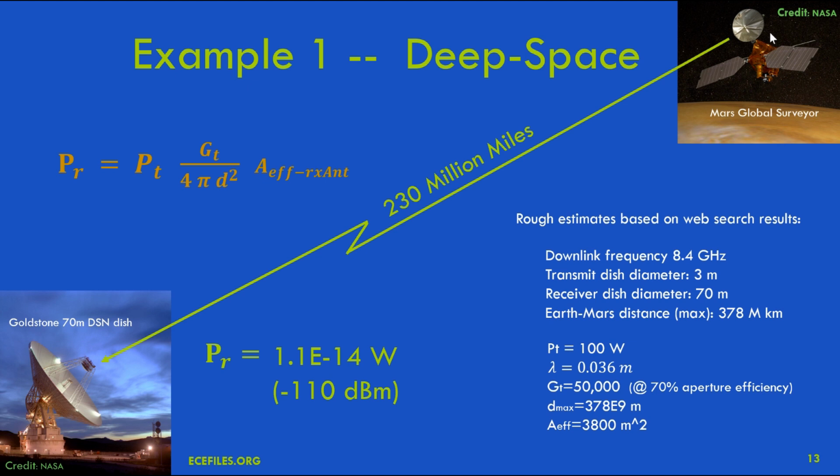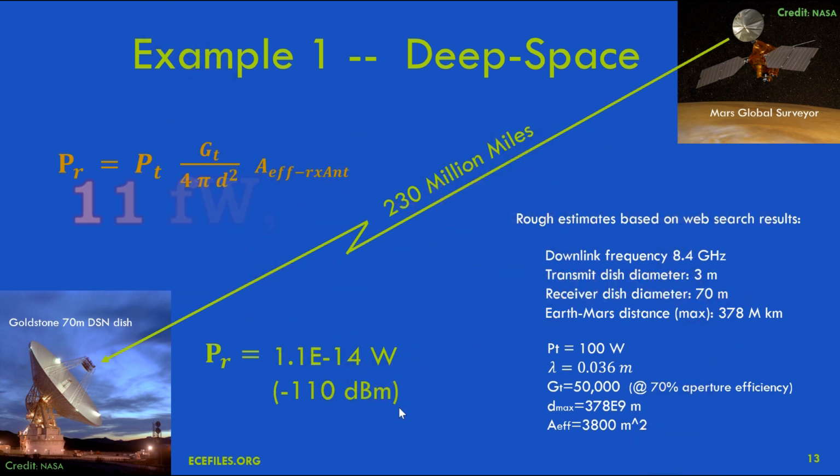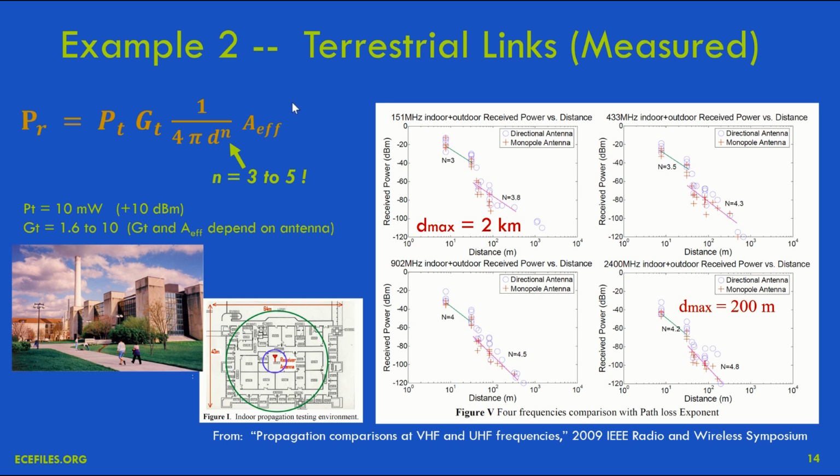So for the case of an orbiter around Mars sending a signal to the 70-meter Goldstone dish in California, we get 10 femtowatts of power, which is about minus 110 dBm. These are just numbers that are easier to work with. And I'll refer you to episode 3 in the Antenna Brief series for a more lucid explanation of all of this. Finally, for terrestrial links, as I said, the so-called path loss exponent in this formula changes from 2 to something like 3, 4, or 5.